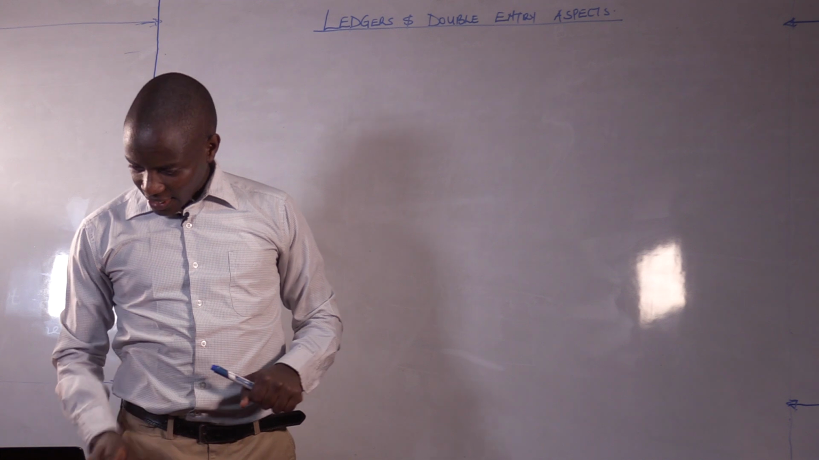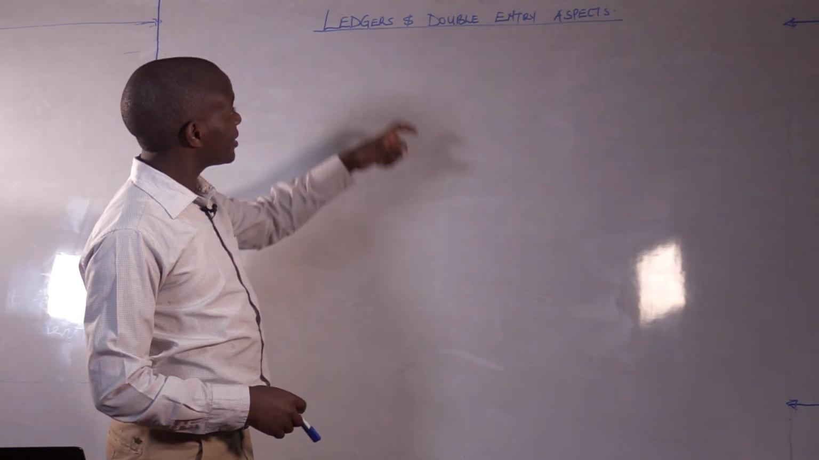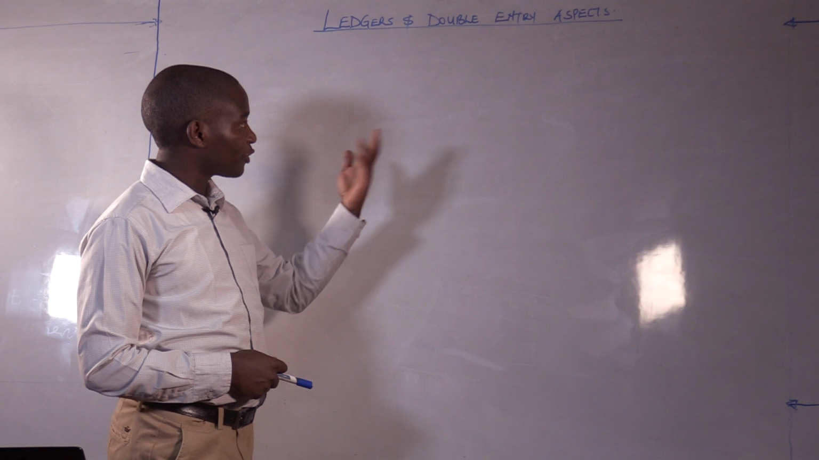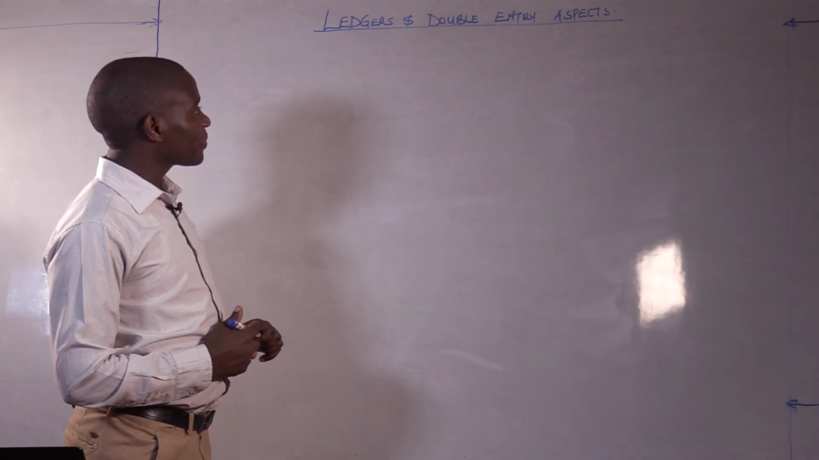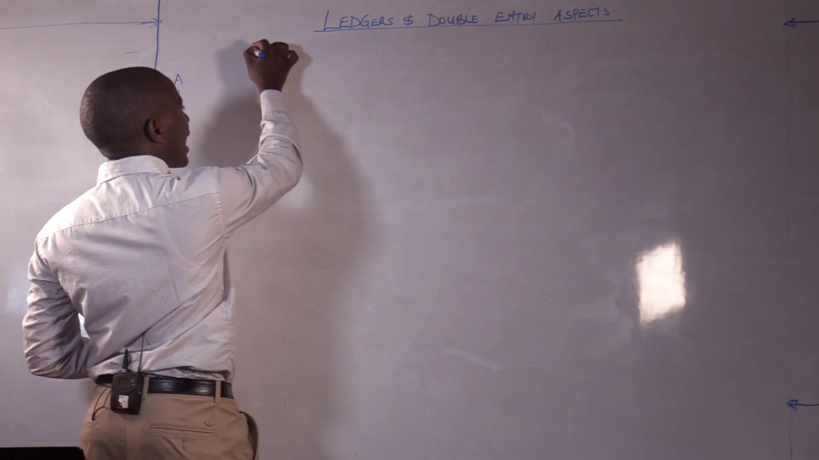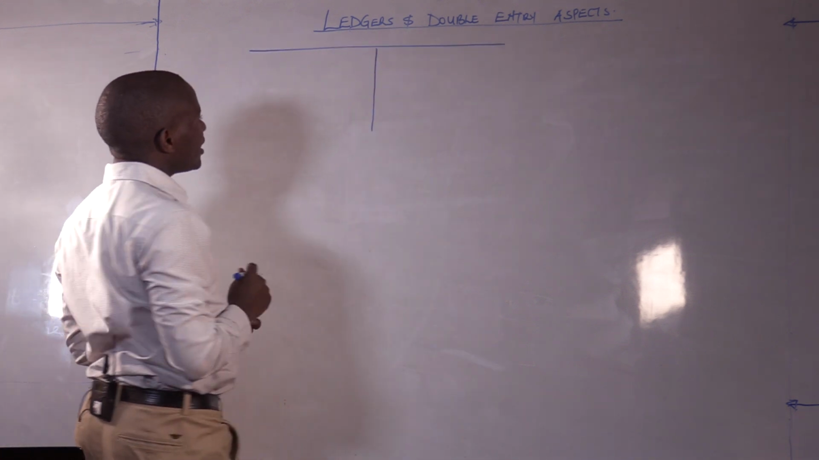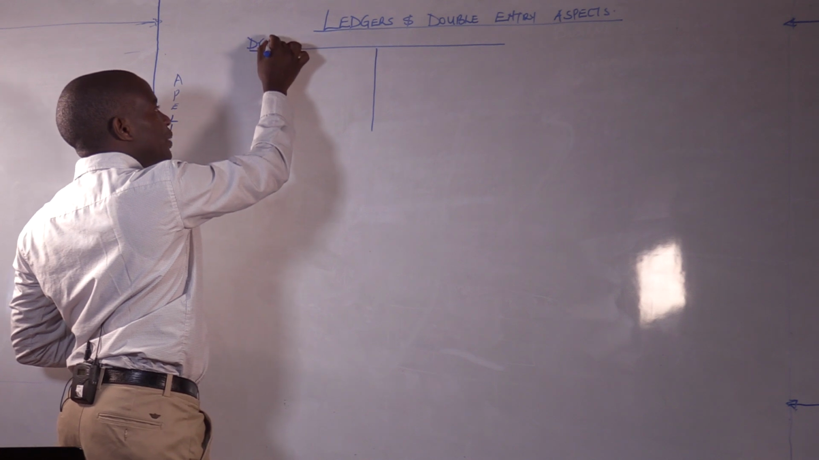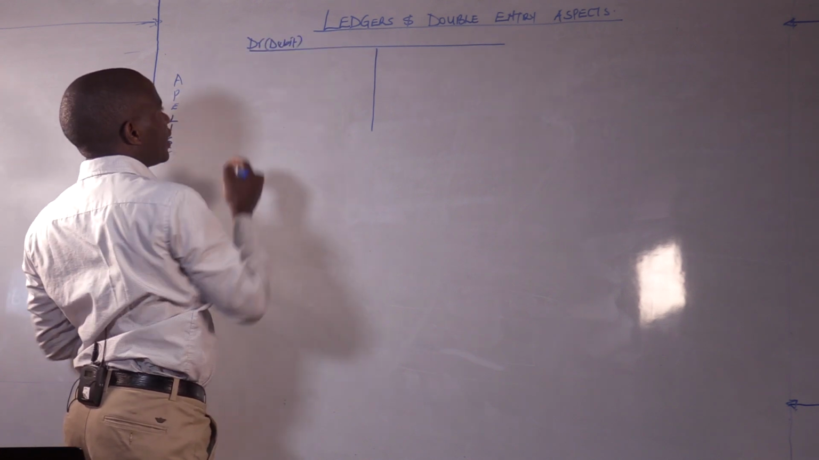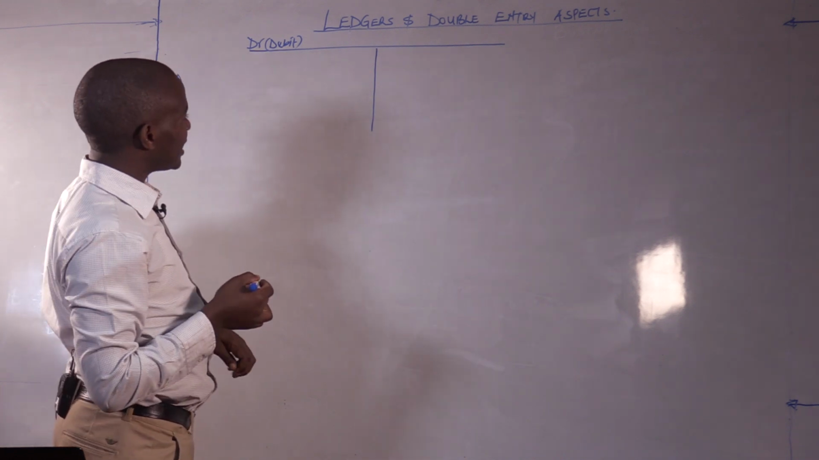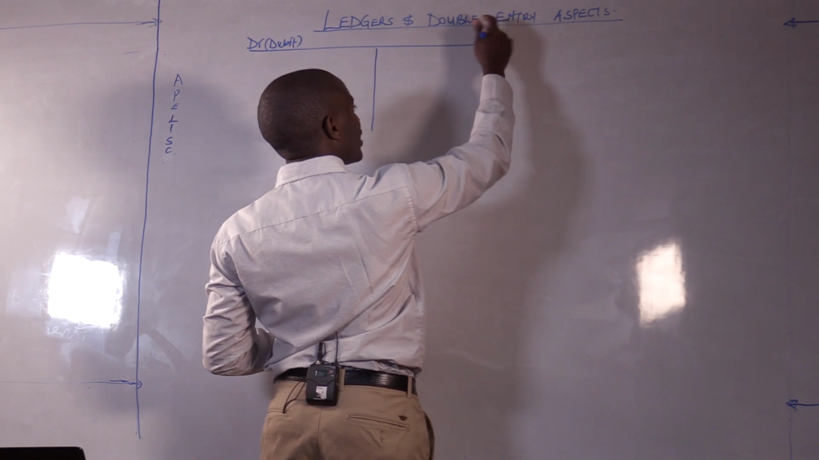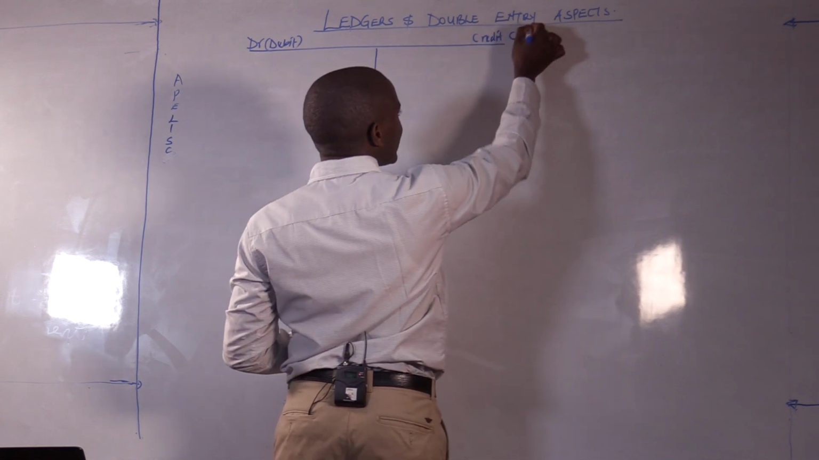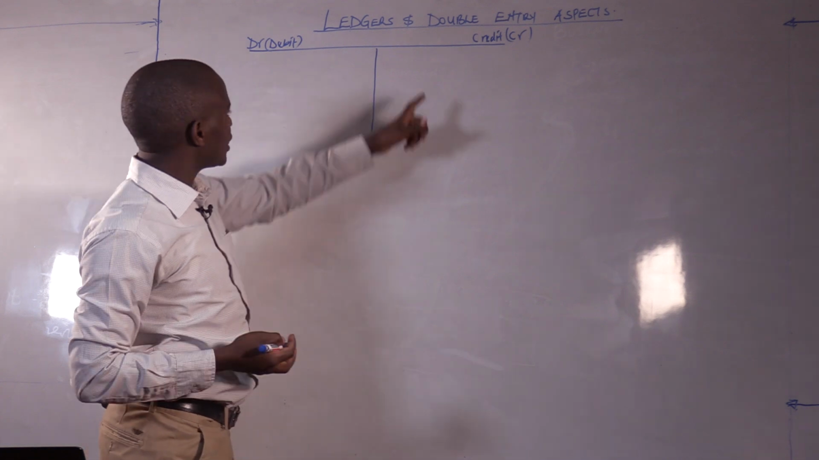Good morning, learners. Today we shall be looking at ledgers and double entry aspects. We shall be borrowing a leaf from what we did in previous lessons. So when we talk of a ledger, it is a T account, a capital T account. And this ledger has two sides. One on the left hand side is called the debit side, and we usually use DR to represent the debit. And on the right hand side, we have the credit side, which we usually represent with CR.